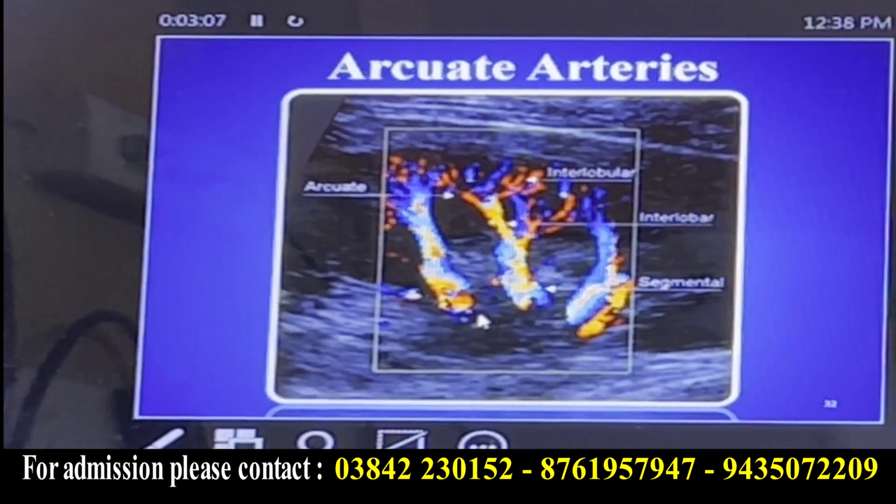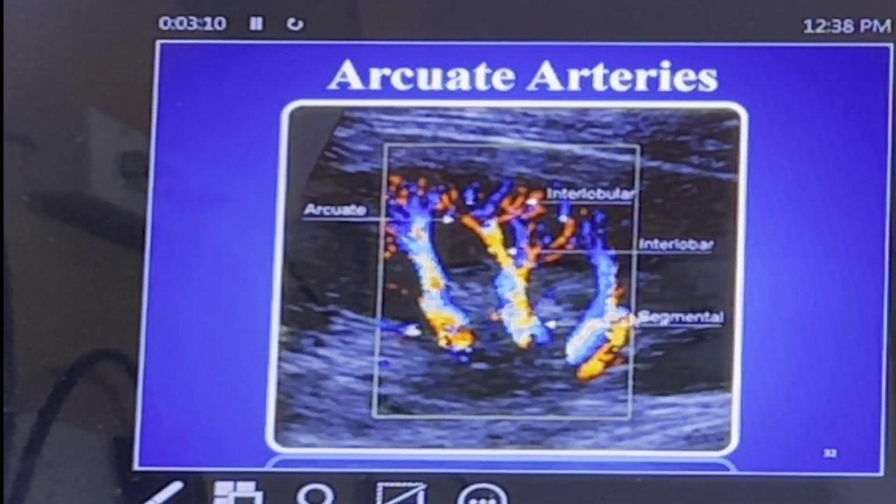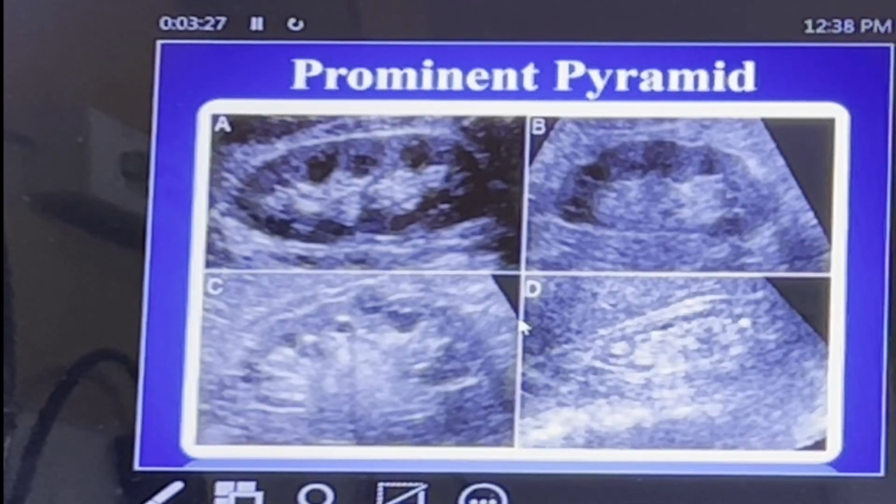What you see in this picture, by color Doppler you can see these visible tiny thread-like echogenicities. They are medullary pyramids. In this picture, the pyramid projects into the minor calyx and also appears echogenic, and this is medullary nephrocalcinosis. These are prominent pyramids.